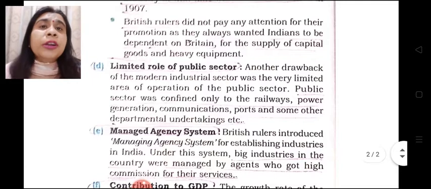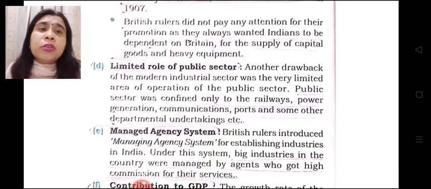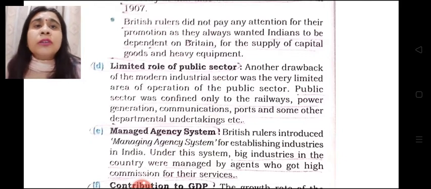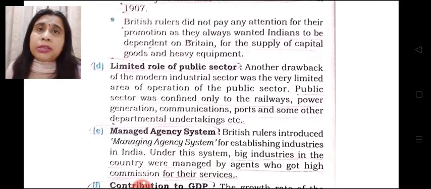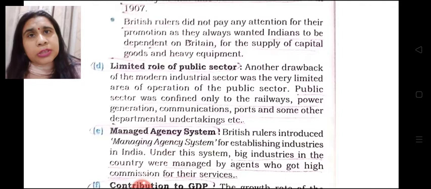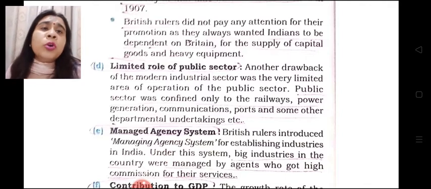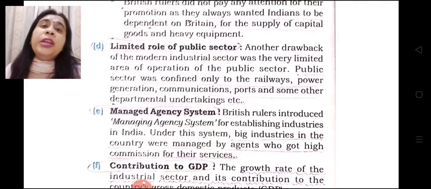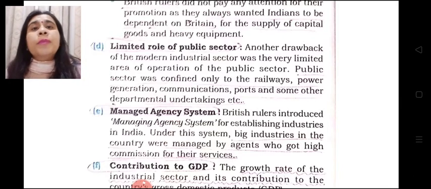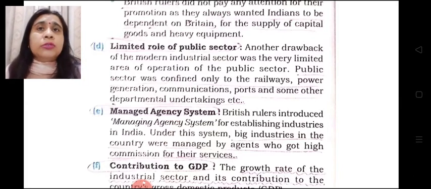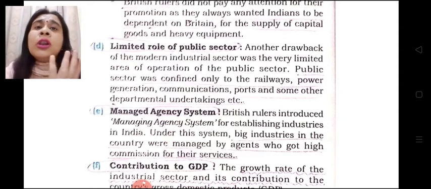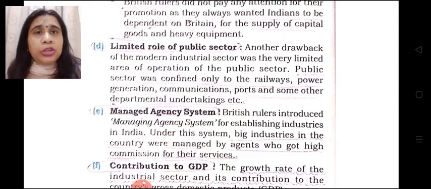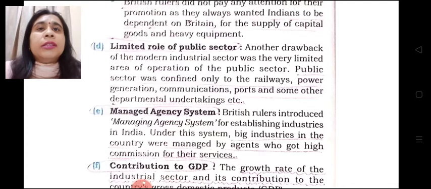Then there was the limited role of the public sector, which is the government sector. The public sector was confined only to railways, power generation, that is electricity, communication, ports and some other departmental undertakings. They were not playing any role in the development of our industrial sector. So the government was not at all supportive of our nation in developing the secondary sector.